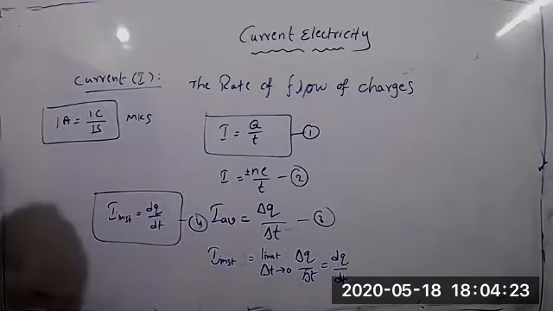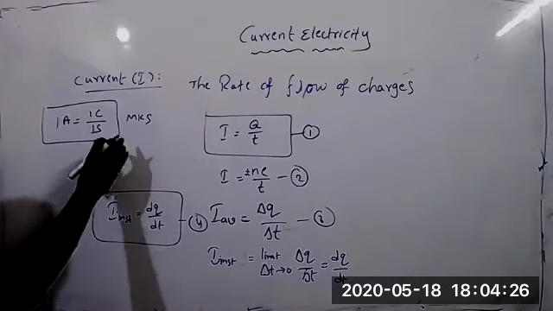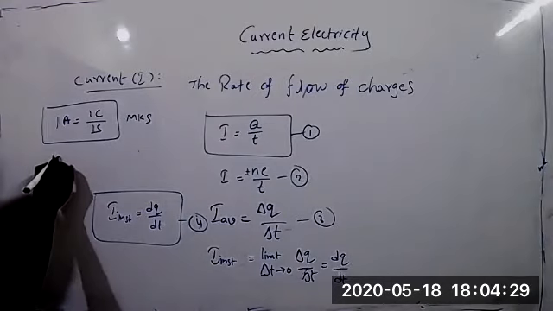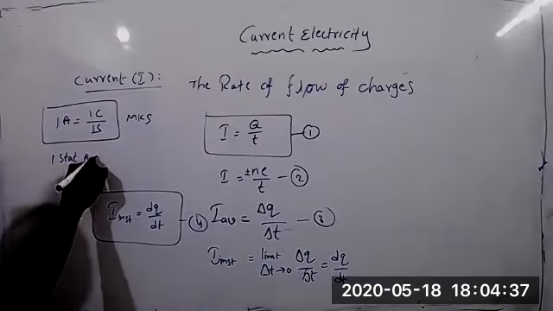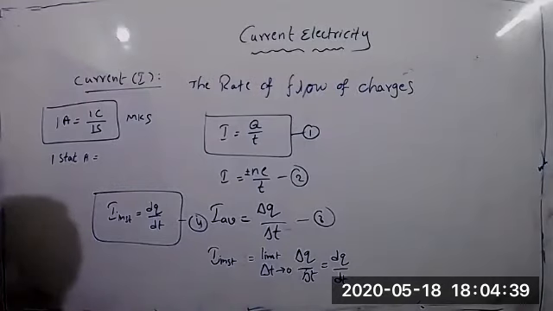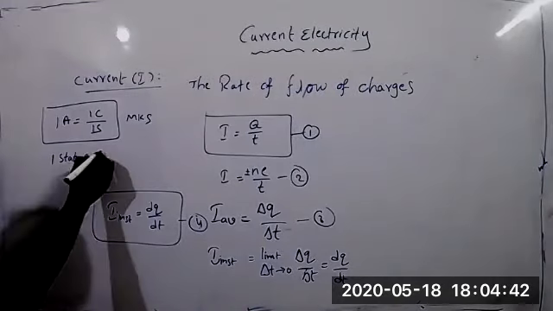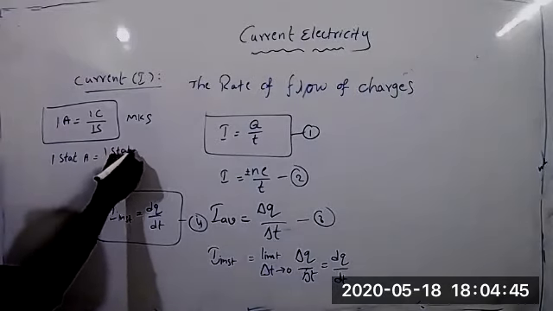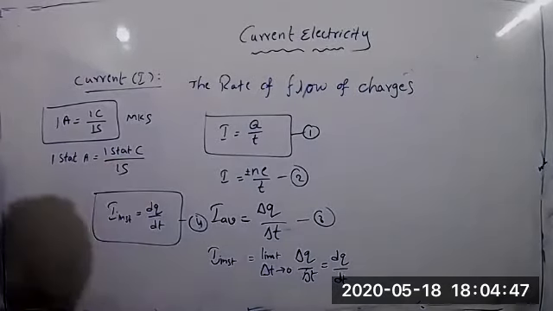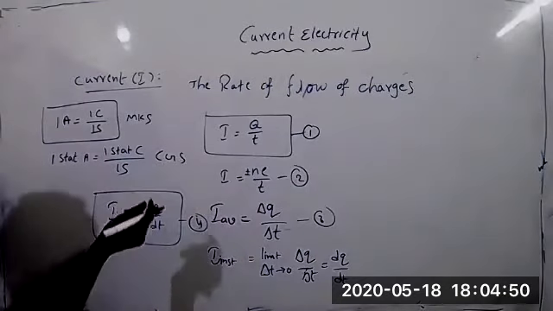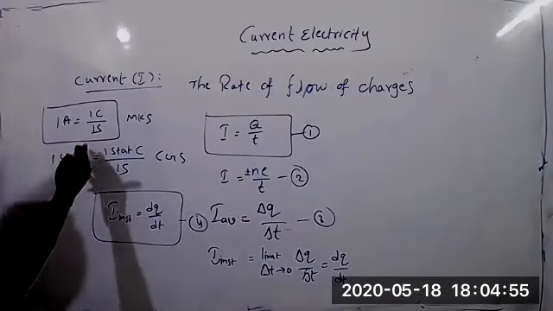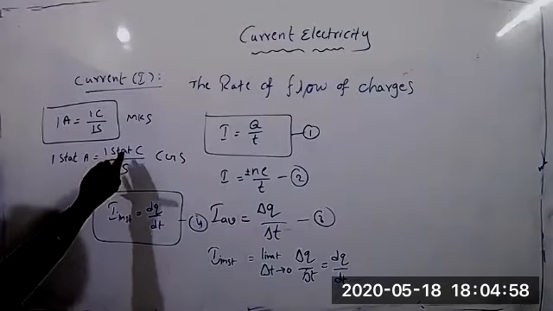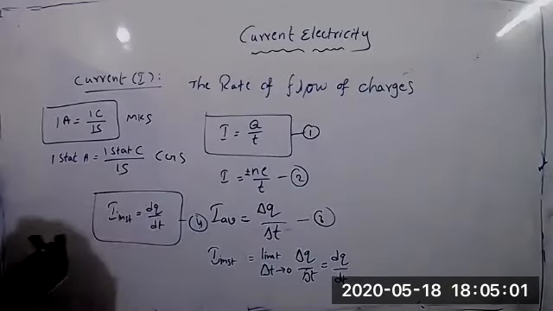Now, in terms of CGS, we write one stat ampere. Static means rest. So one stat ampere equals one stat coulomb by 1 second. It is the CGS unit. In terms of electrostatics, we can write units for the current: 1 stat ampere equals 1 stat coulomb by 1 second.